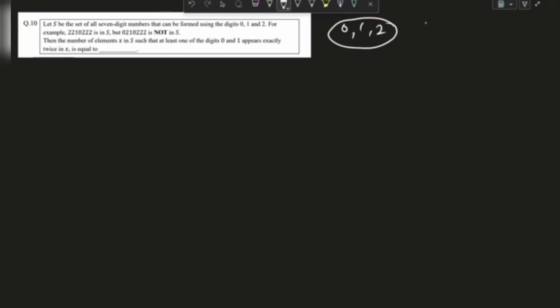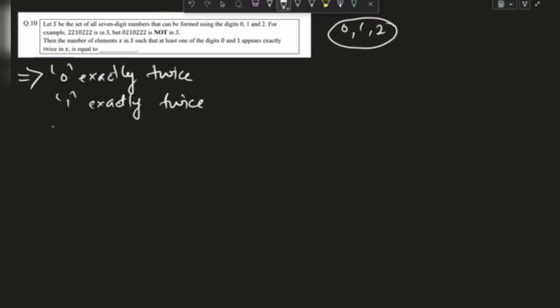So yeah. Now we have to find the number of elements X in S such that at least one of the digits 0 and 1 appears exactly twice. Now this means we can have the following categories actually. At least one of the digits 0 and 1 appears exactly twice. This means that either 0 will appear exactly twice, or we can have 1 appearing exactly twice, or we can also have 0 and 1 both appearing twice. These are, I guess, the 3 possible cases.